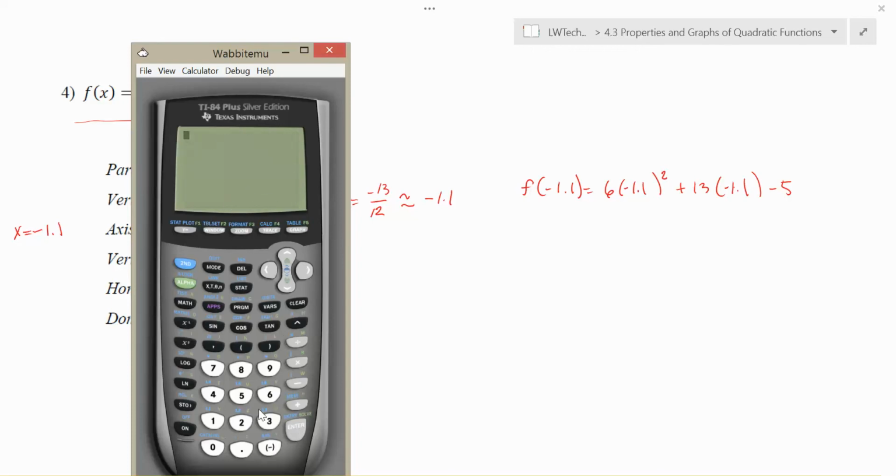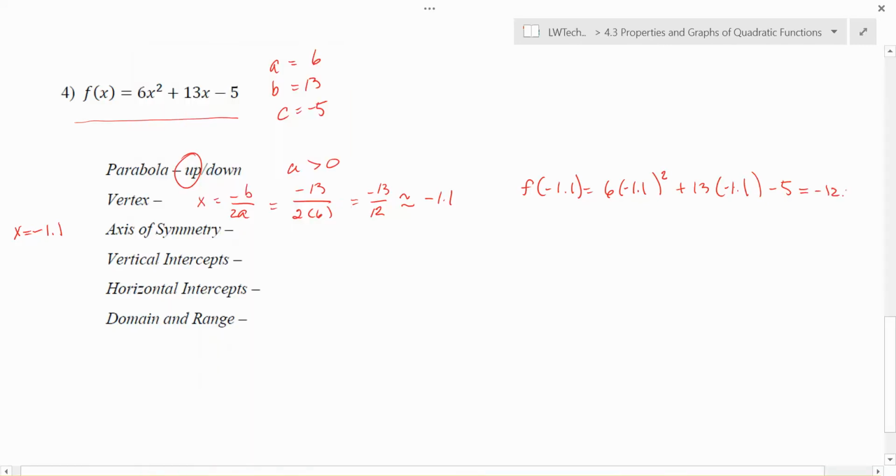Let's try again. 6 times negative 1.1 in parentheses squared plus 13 times negative 1.1 minus 5. That gives me a negative 12.04. So let's just say about negative, we'll just write 12.04. That's fine.